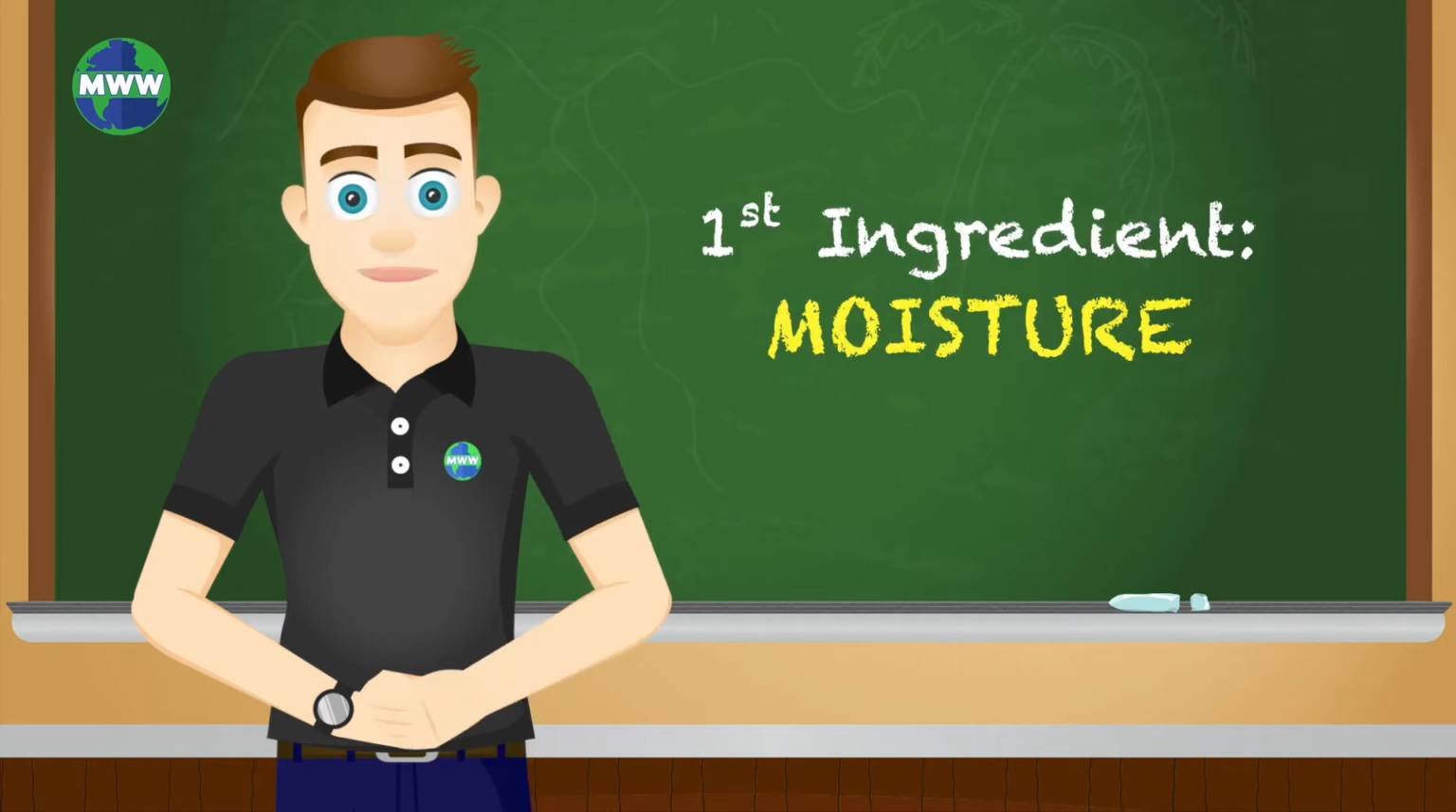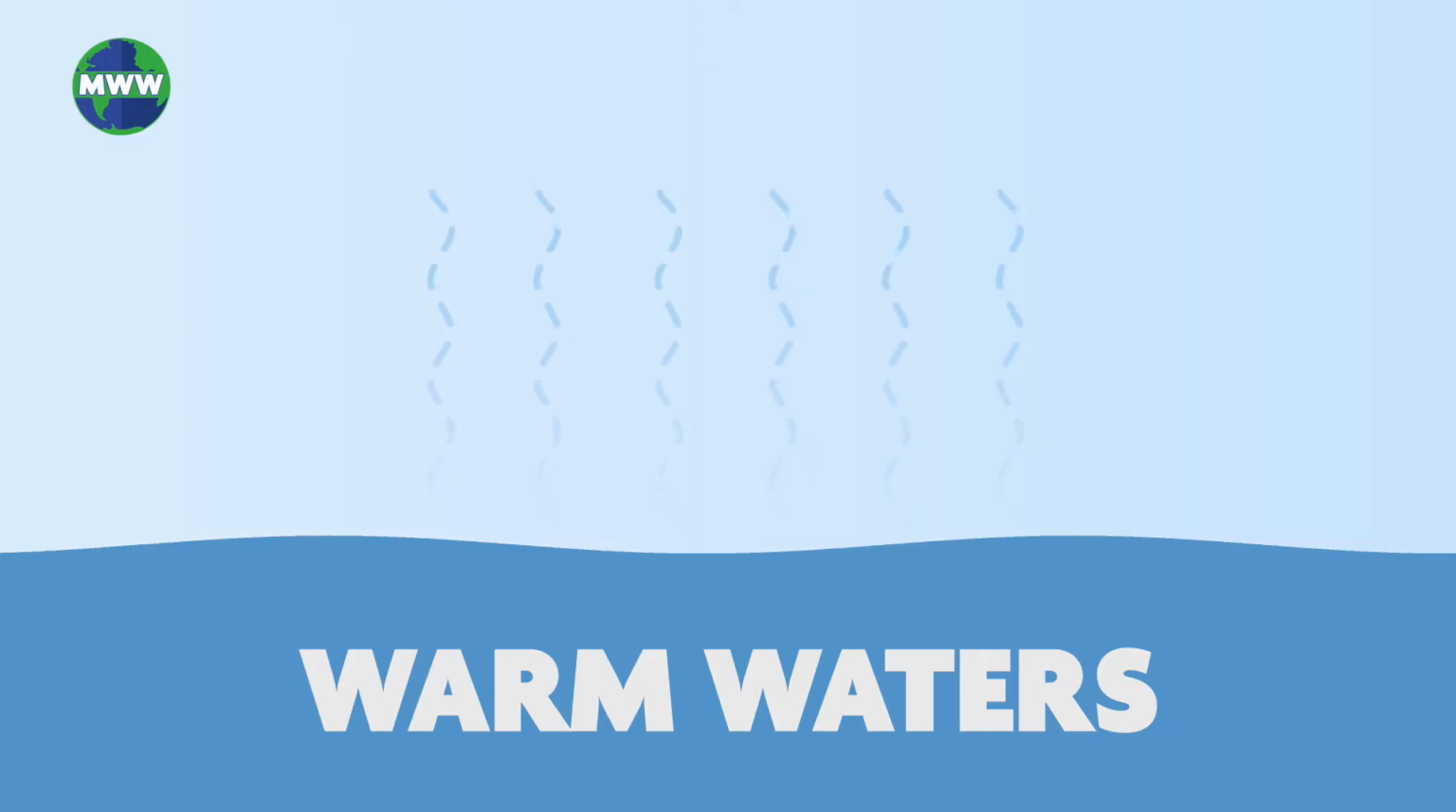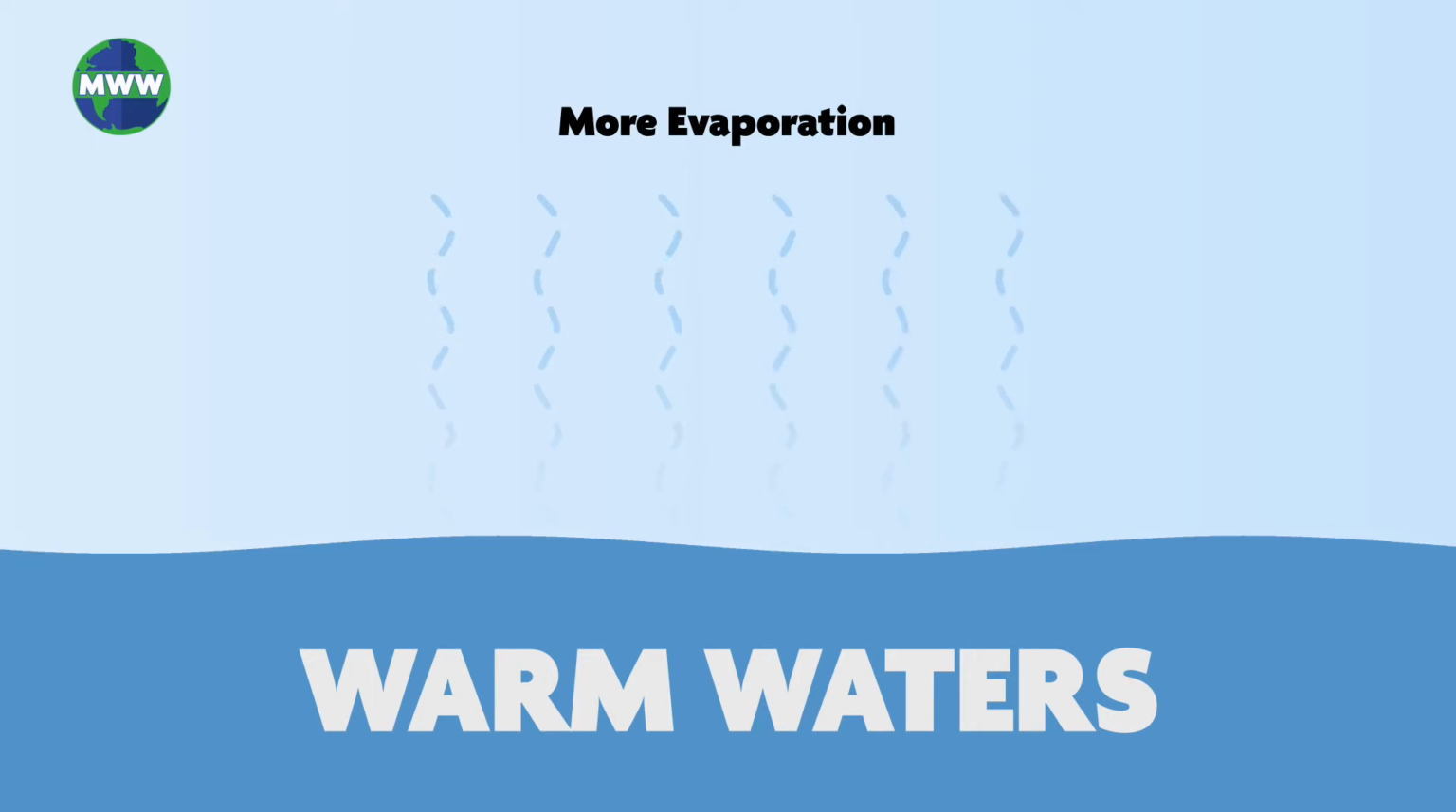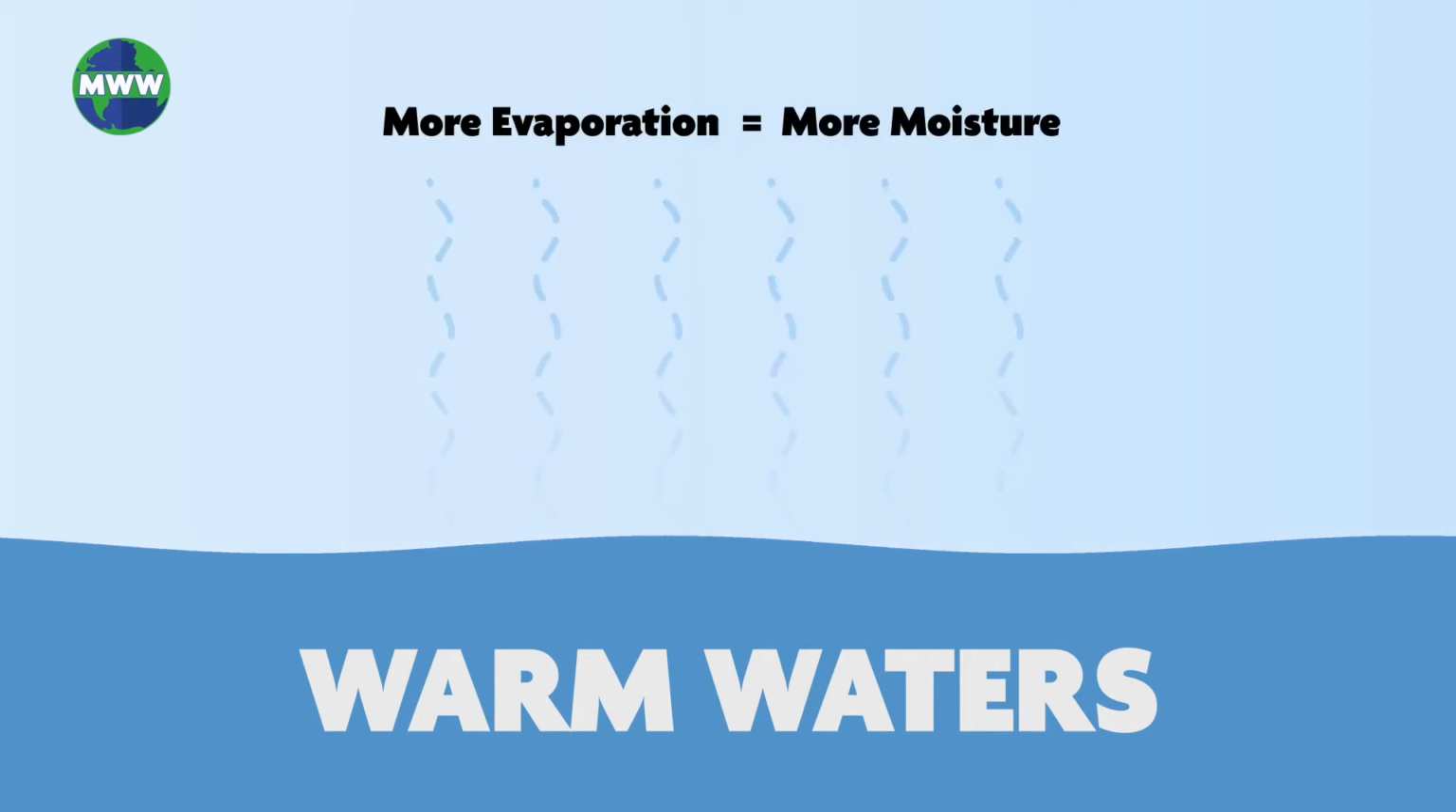The first ingredient, moisture, typically comes from oceans or large bodies of water. In areas where the water is warmer, there's more evaporation that results in more added moisture into the atmosphere.